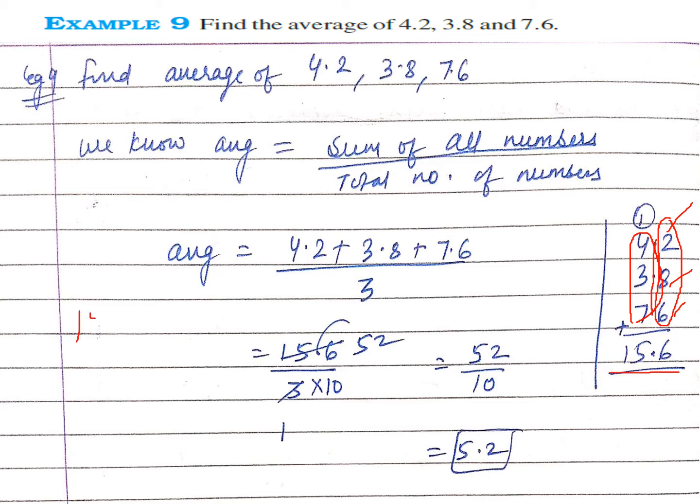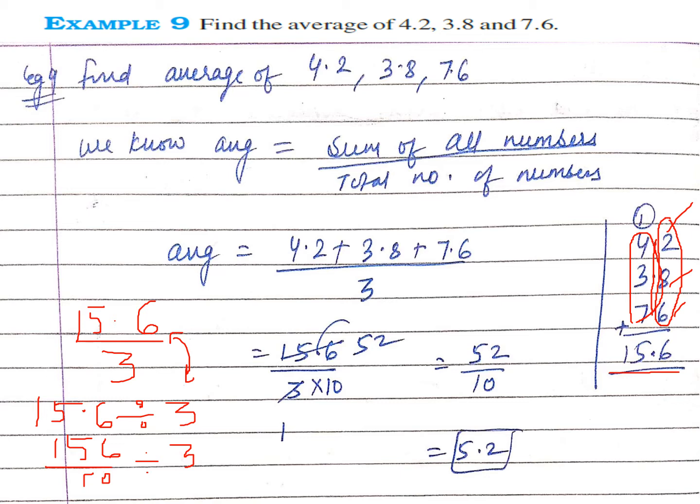Now see, we have 15.6 upon 3. It can be seen as 15.6 divided by 3. You can see it like this also. They both are the same thing only. Now you know what to do. Remove decimal. It becomes 156 upon 10 divided by 3. Now the same procedure to solve.